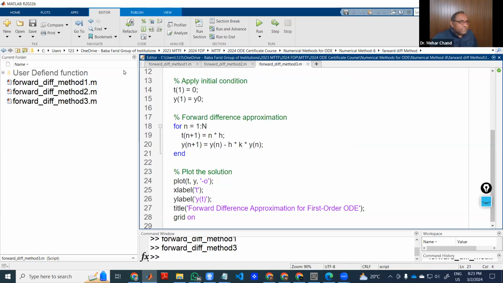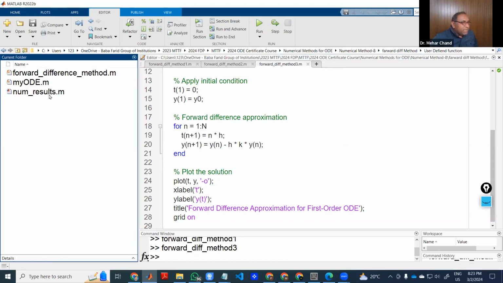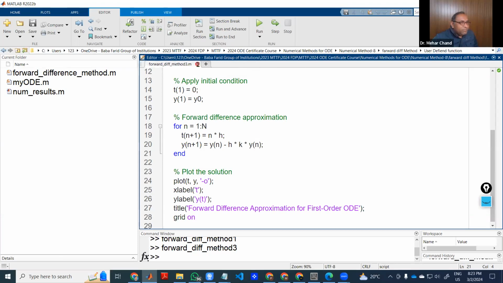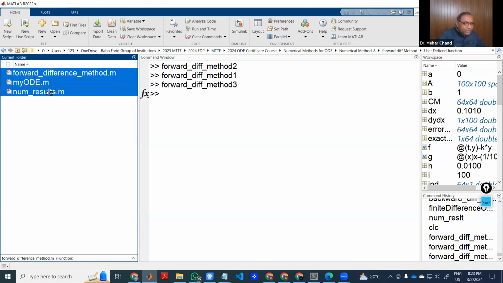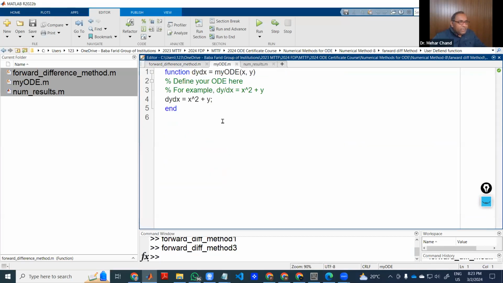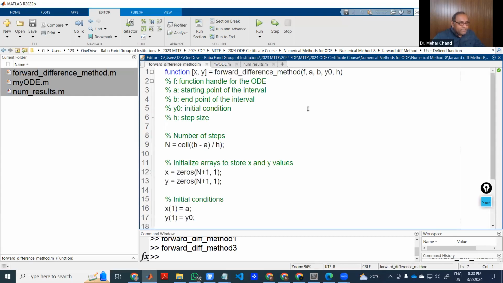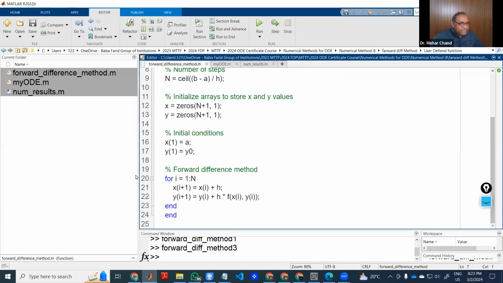If you want to check the user defined function, that also I tried to create in a separate file. All the content will be uploaded for you. I need to select all these three files, then enter. Here is our differential equation. We are choosing here x square plus y, and here is the same forward difference method. The entire code you can see. This is the important part for us: yi plus 1 is equal to yi plus h f of xi, yi.